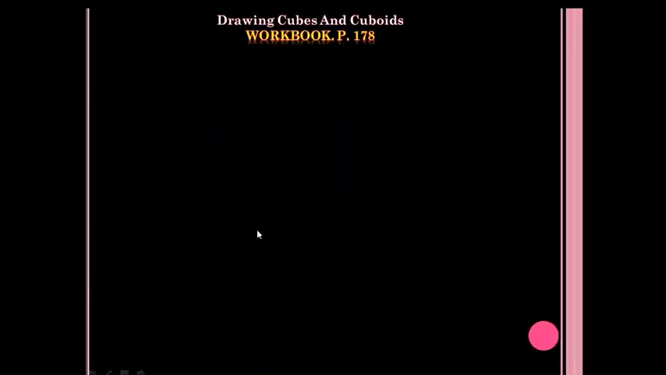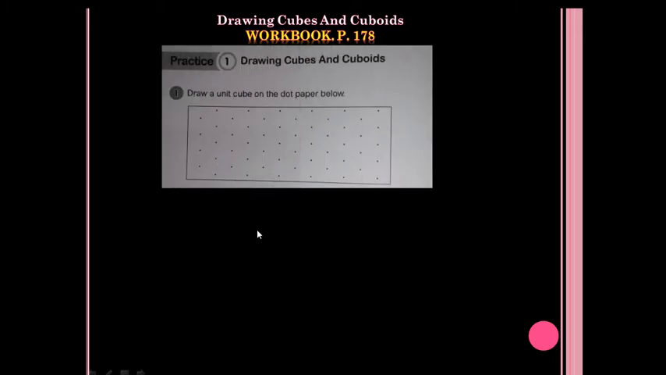Open your workbook, page 178. Drawing cubes and cuboids. Number 1, draw a unit cube on the dot paper below. I think you just follow the example in the textbook. So you have to draw, if it is 1 unit, the width 1, depth 1, and then the height also 1, like this. Just like the example on the previous page in the textbook. You can see it in your textbook.